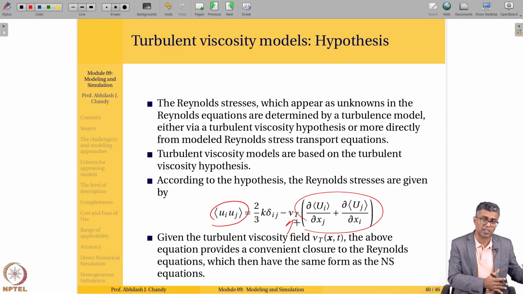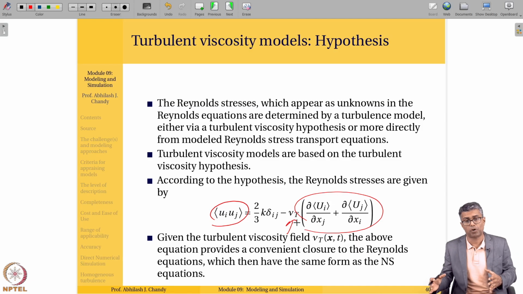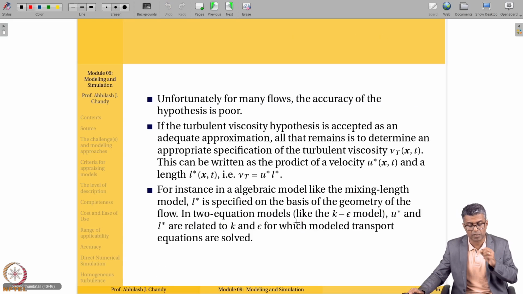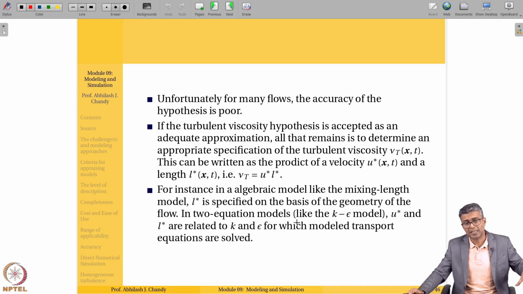The mixing length model has a different specification. The K epsilon model has a different specification. But we have talked about this multiple times, right? This is the turbulent viscosity hypothesis. Now, unfortunately, the accuracy of this hypothesis is very poor, and we'll discuss that in detail with an illustration of a problem as well.